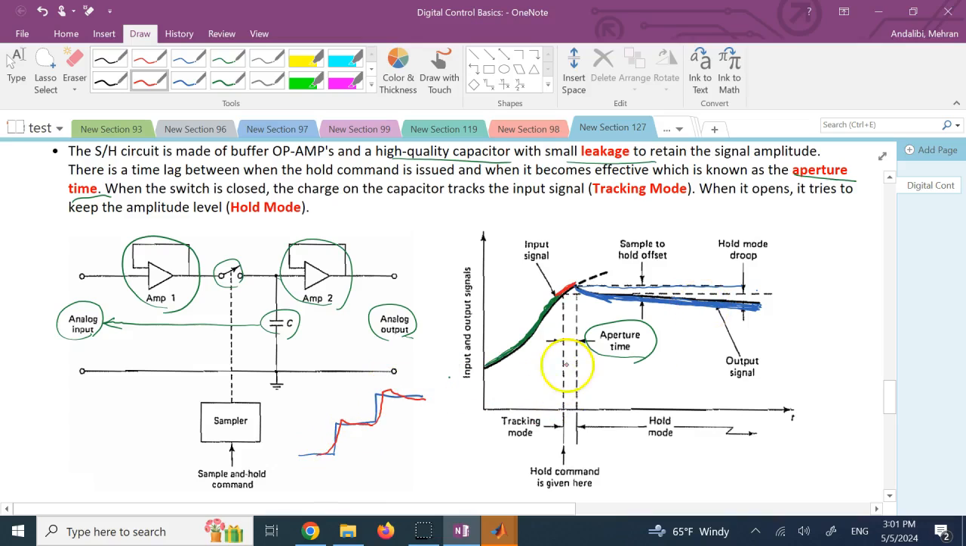Okay, so you have two modes: a tracking mode where the circuit is closed, your voltage across the capacitor matches the input, and then a little bit of lag, and then the hold mode where the capacitor tries to keep the voltage.